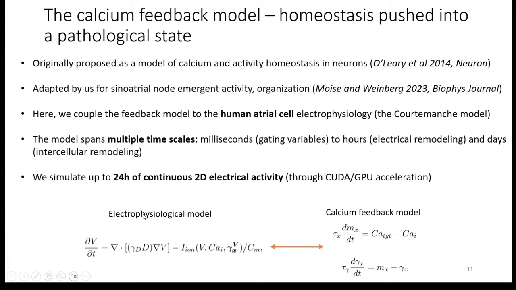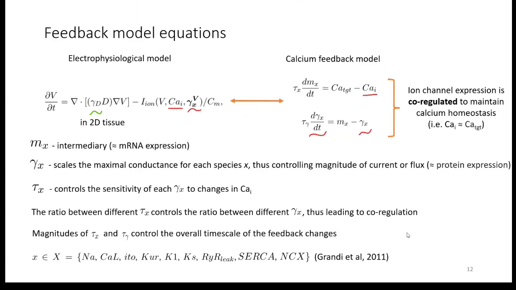So this is basically our electrophysiological model. As I said, you'll have variation in voltage at any particular point in tissue. You'll have the diffusion that makes it a 2D tissue. So every cell is connected to their neighbors, and it's going to be coupled to the feedback model. And the math looks something like this.